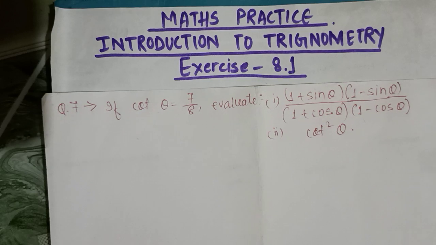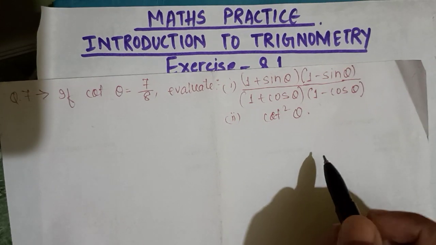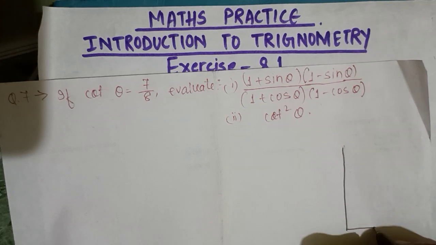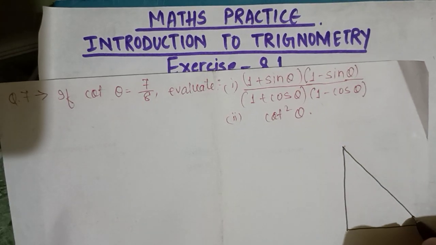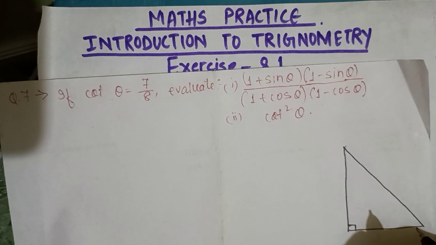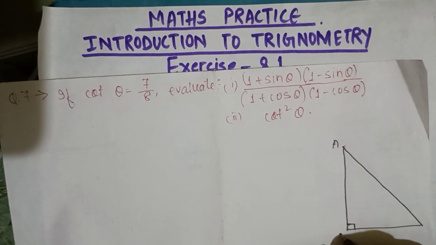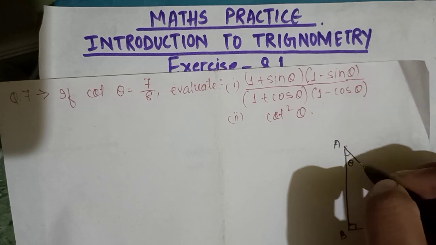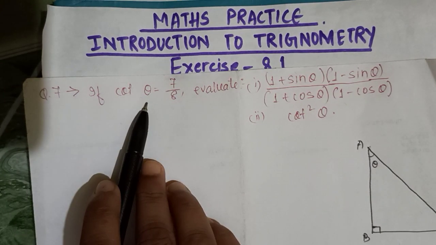But for that we have to draw a figure. We need one right angle triangle. So this is our right angle triangle. We have to give it a name. You can give A, B, C. Let us take ABC, and at A let us take theta, because in the question it is mentioned as theta.